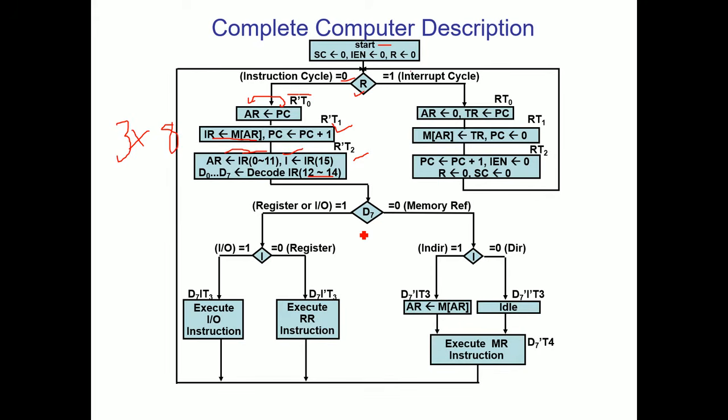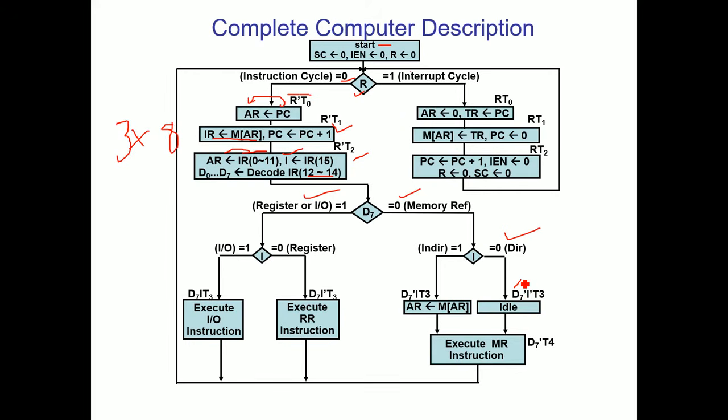Next, if D7 is 0, then it is a memory reference instruction. Whereas if D7 is 1, then it is either a register reference or an IO instruction. If it is a memory reference instruction, then we have to check whether the I value is 1 or 0. If I is 0, then we can say that this is a direct address. Direct address means we can get the operand directly, so we can execute that instruction directly.